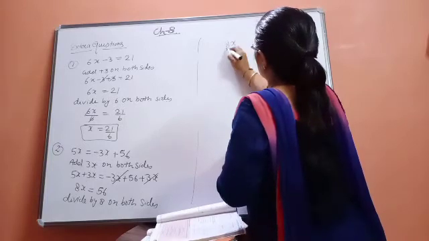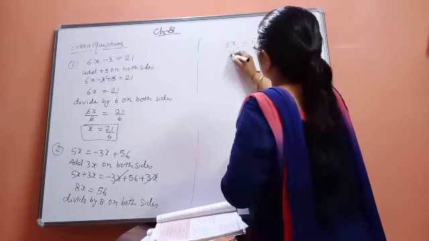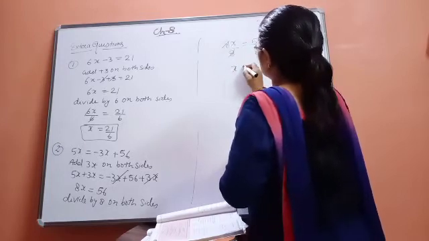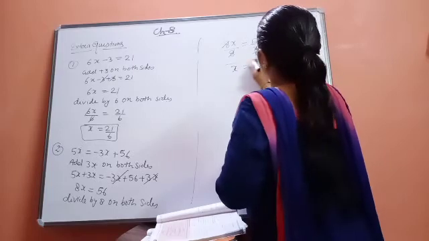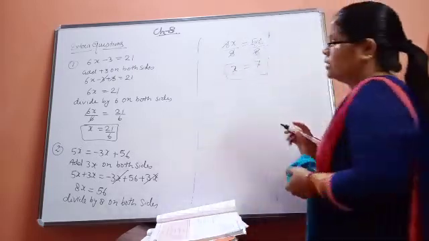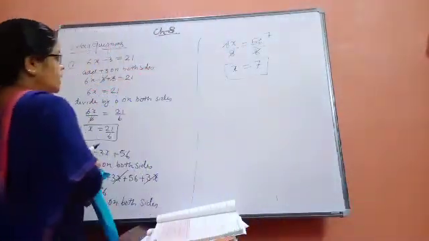8x upon 8 is equal to 56 upon 8. 8 and 8 will become cancelled. So x is equal to 8 7s are 56. So x is equal to 7, and this will be your answer. See how simply you can solve the equation.